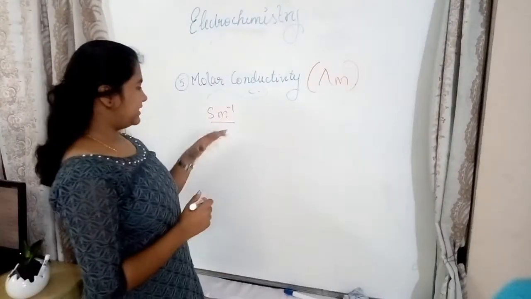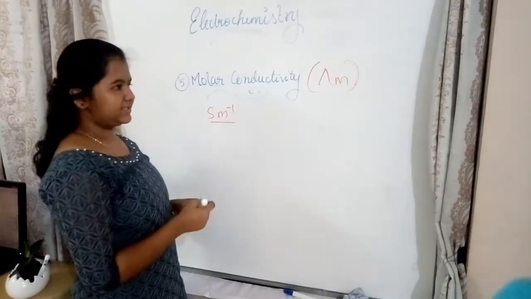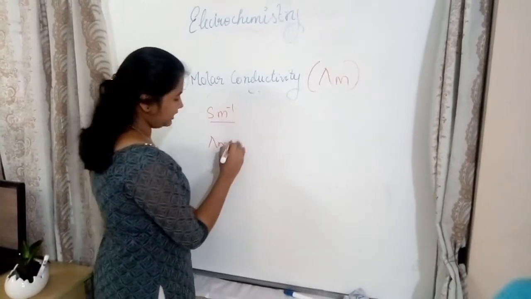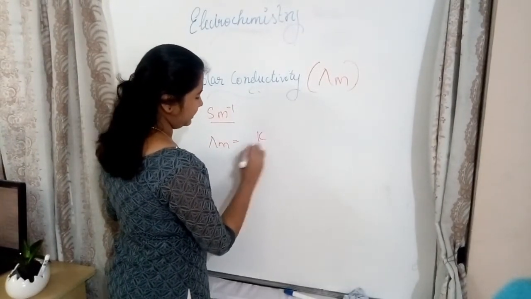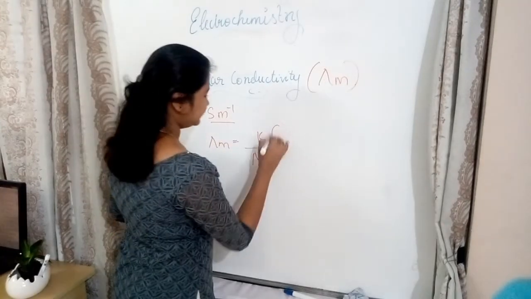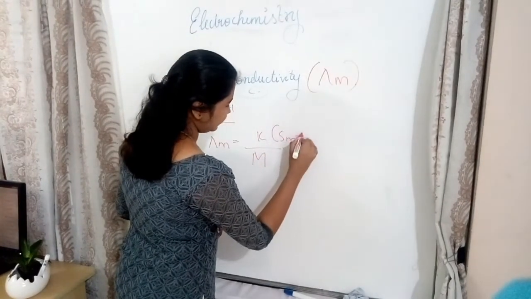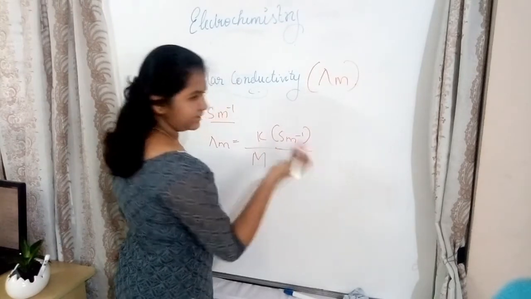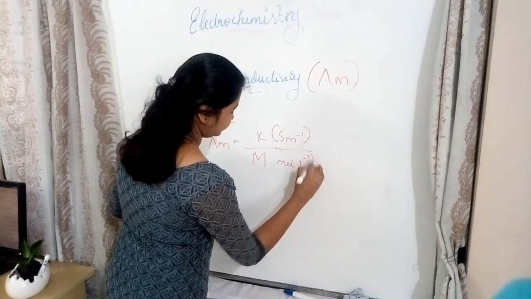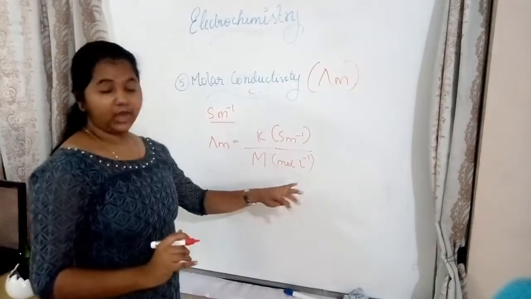So the next one is Siemens per meter inverse. Let's see that. We know that molar conductance is equal to kappa by M. Kappa over here we've taken as Siemens meter inverse, and molarity is usually mole per liter, mole liter inverse. So now what will we do?